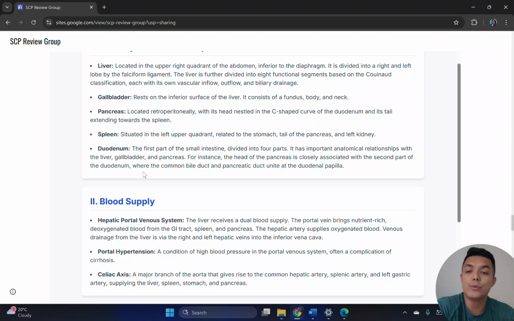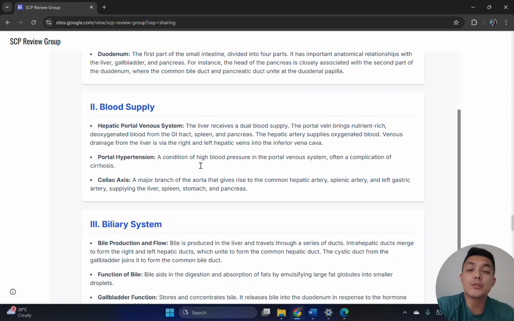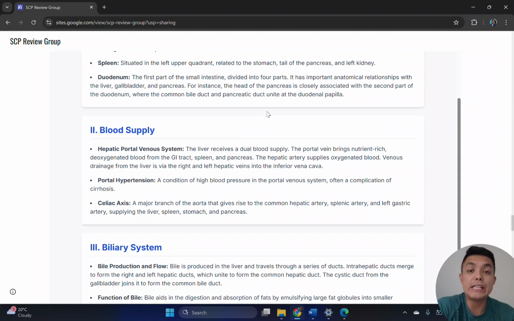And next is the duodenum. So this is the first part of the small intestine, and it's divided into 4 parts. It has important anatomical relationships with the liver, gallbladder, and pancreas. For instance, the head of the pancreas is closely associated with the second part of the duodenum, where the common bile duct and pancreatic duct unite at the duodenal papilla. So that's where it unites and where the juices get secreted.